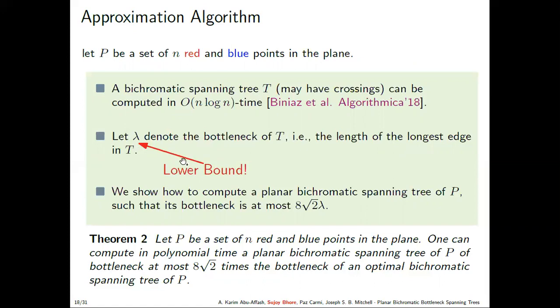So we show how to compute a planar bichromatic spanning tree of P such that its bottleneck is at most 8 square root 2 times lambda. More precisely, we prove this theorem: given a set P of n red and blue points in the plane, one can compute in polynomial time a planar bichromatic spanning tree of P of bottleneck at most 8 square root 2 times the bottleneck of an optimal bichromatic spanning tree of P.